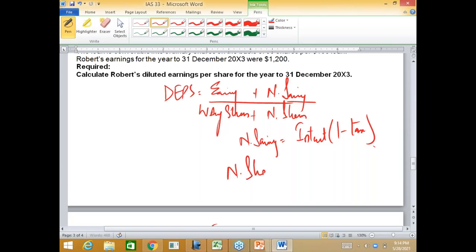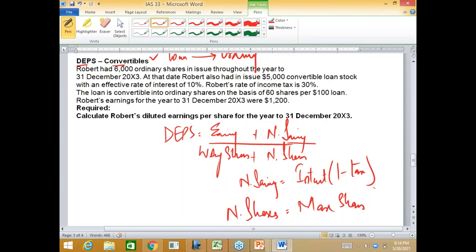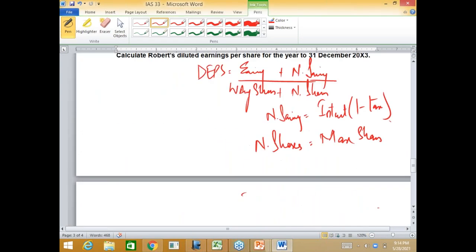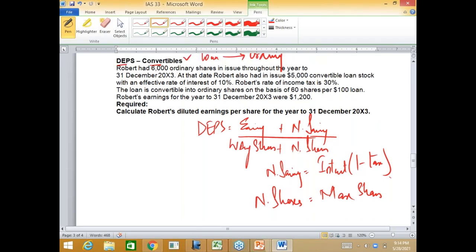With respect to notional shares, you need to take the maximum shares at the time of conversion. I request you guys to calculate the notional savings and notional shares for this question.